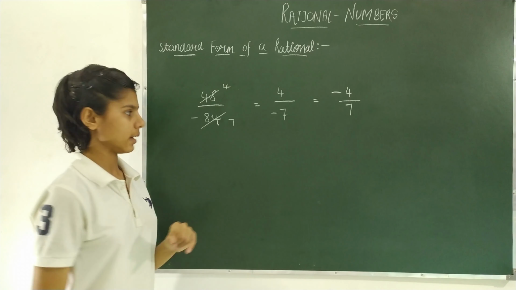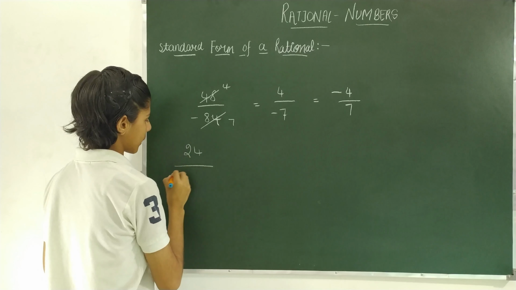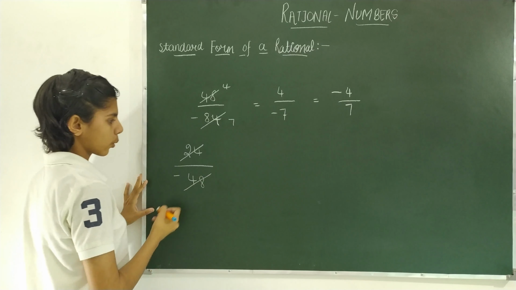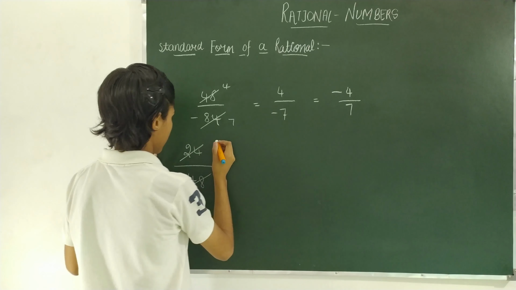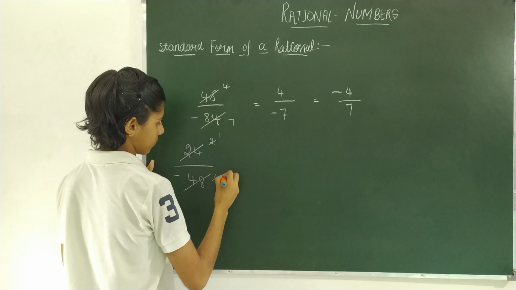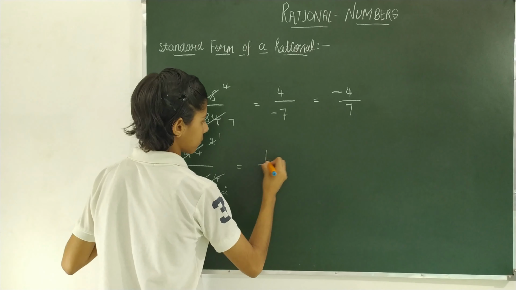One more example I am taking: 24 by minus 48. Same here, firstly we will take its lowest terms. It goes by 12, 2, 4, 1, 2. We get 1 by minus 2. But the minus will be with the numerator. So the answer is minus 1 by 2. So these are the standard forms. Like this we can convert any number into its standard form.